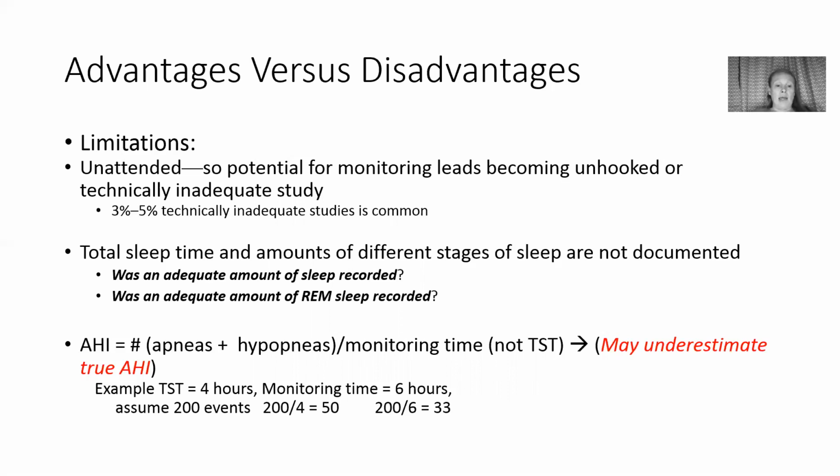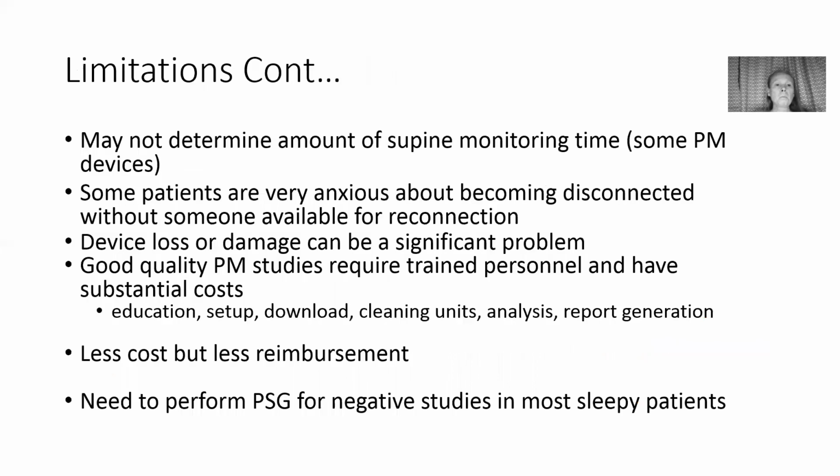Again, the AHI is calculated by adding the apneas and hypopneas and then dividing by the monitoring time, which can result in an underestimated AHI. We already worked through one example, but here's another example below: if a patient had 200 events from 4 hours versus 6 hours, you can see that's a pretty significant difference in their AHI. Still severe, but. Some other limitations: it may not determine the amount of supine monitoring time. Again, you just would have no idea.